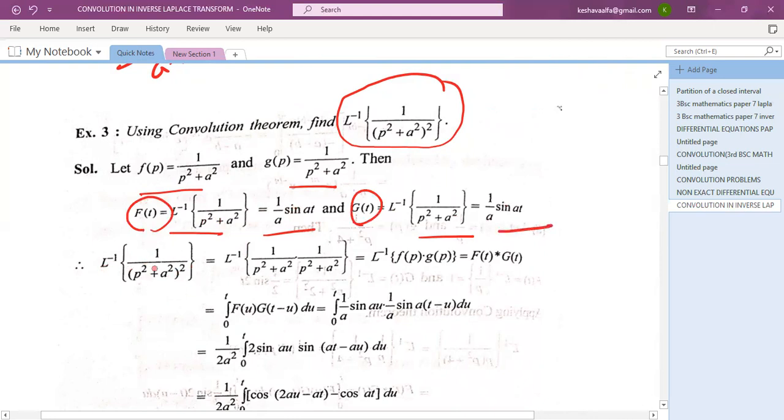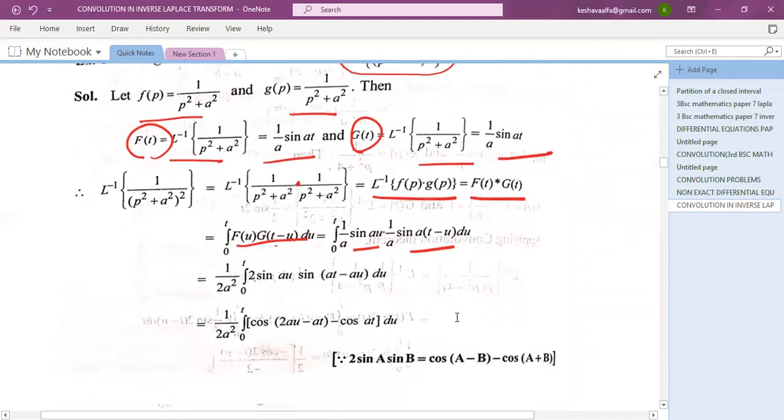So we get f of t is 1 by a sin at, g of t is also 1 by a sin at. Now L inverse of 1 by (p square plus a square) whole square is equal to L inverse of f of p into g of p. Using the convolution definition, we get f of t star g of t, that is integral 0 to t f of u g of t minus u du. What is f of u? f of t is 1 by a sin at, so f of u is 1 by a sin au. g of t minus u is 1 by a sin a into (t minus u) du.